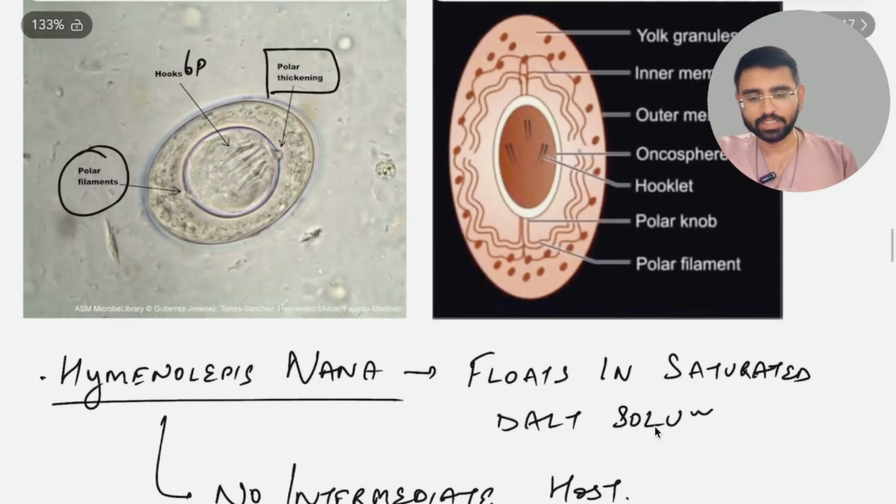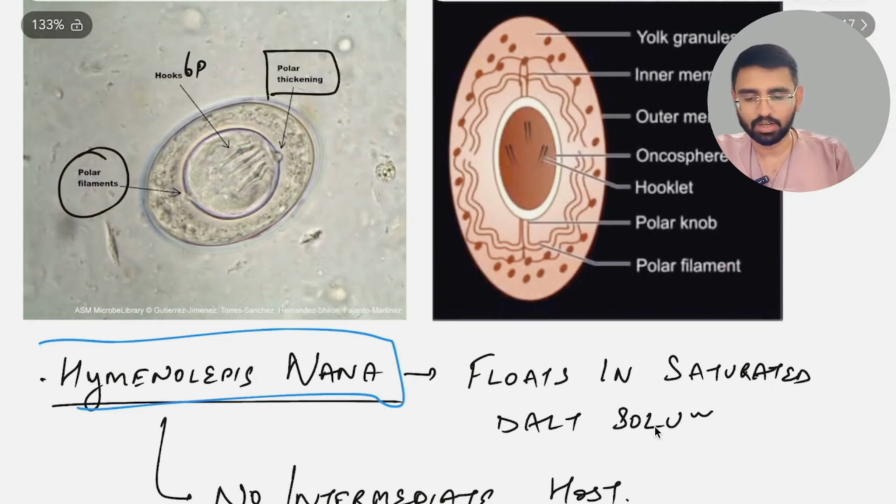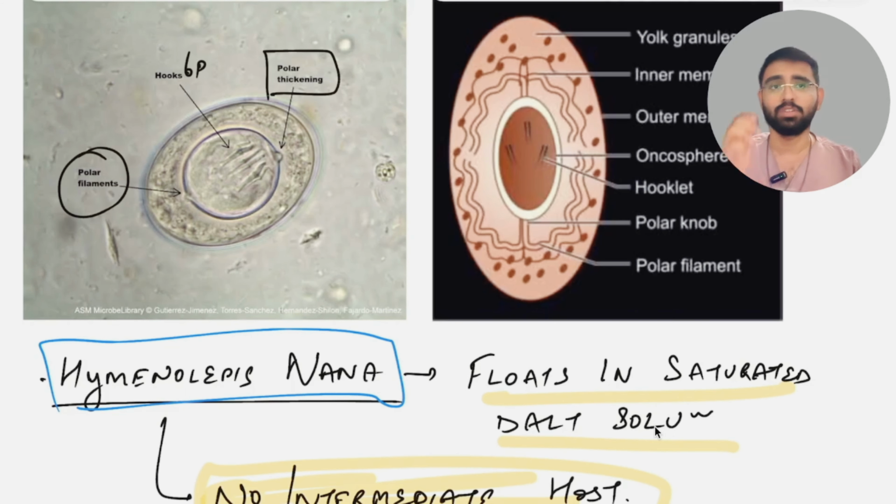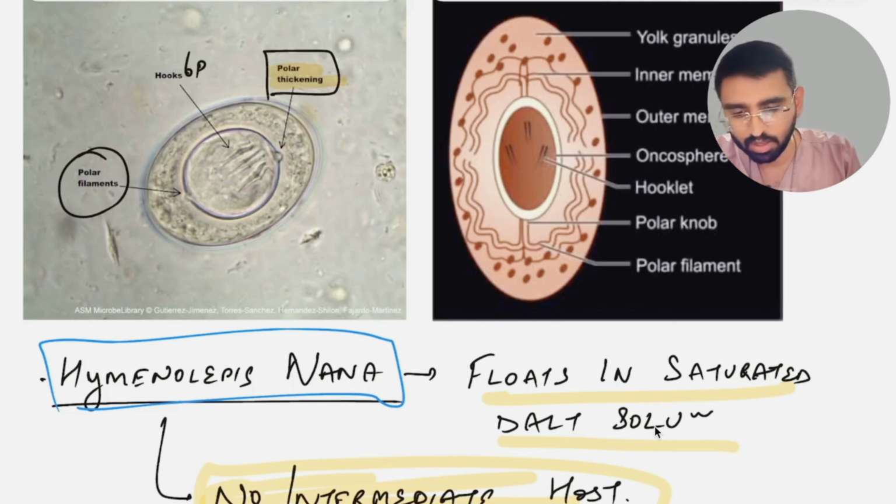Now next is H. nana, Hymenolepis nana. Hymenolepis nana floats in saturated salt solution. Please remember, it floats in the saturated salt solution and it has no intermediate host. In the image we can see there are polar thickenings. It has polar filaments and the hooks are in 6 pairs.